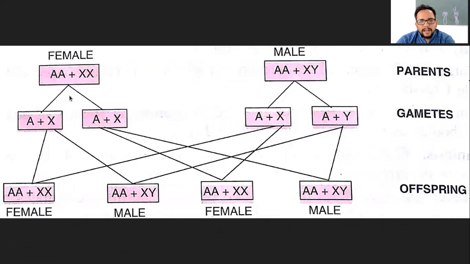Then what you get as a gamete is a similar type of gamete. So that is why it is homogametic. Here what you get is A plus X and A plus Y, heterogametic, and the offspring possibility after fusion is half female and half male: 50% male can be formed, and 50% females can be formed. So that is how the sex is determined in these male heterogamy cases.